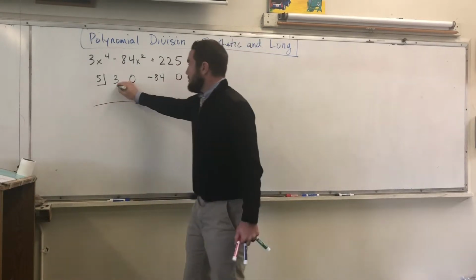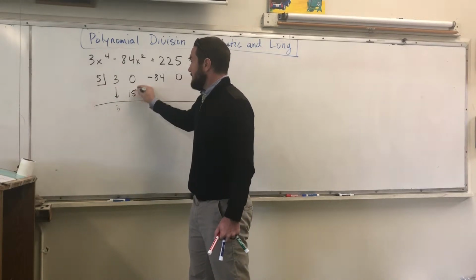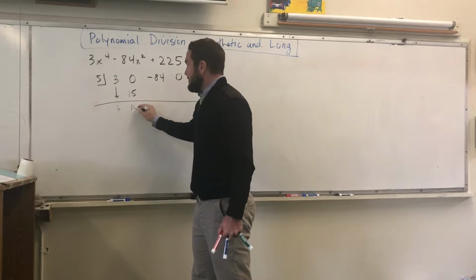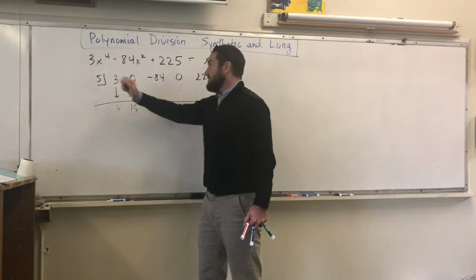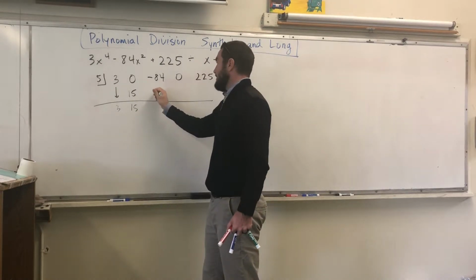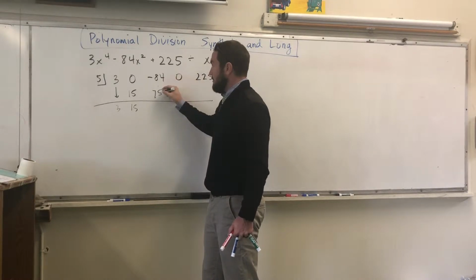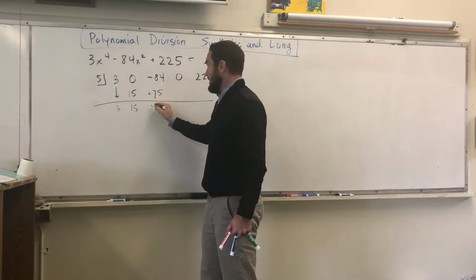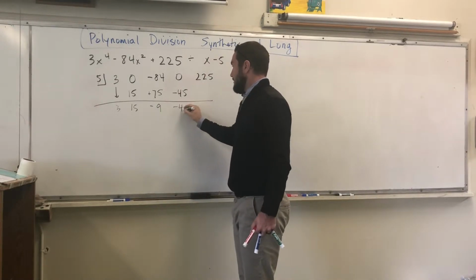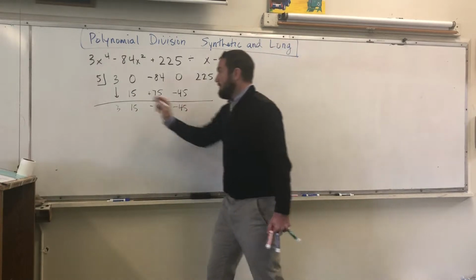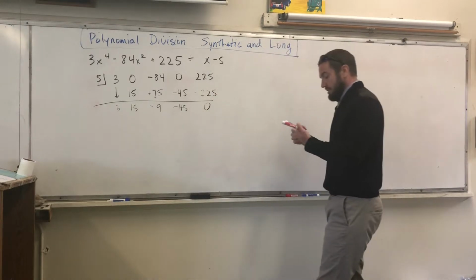Now again, the first step is always just bringing down this first value, multiplying it by your factor in the box here, 15. Then you evaluate 15 times 5. I would say 10 times 5 is 50, 5 times 5, 25. Put them together, you get 75. Evaluate, and you have a difference in two numbers here. You have a negative and a positive. That gives me a negative 9, which would give me a negative 45. Negative 45 times 5 is negative 225, and that gets me 0 as a remainder.